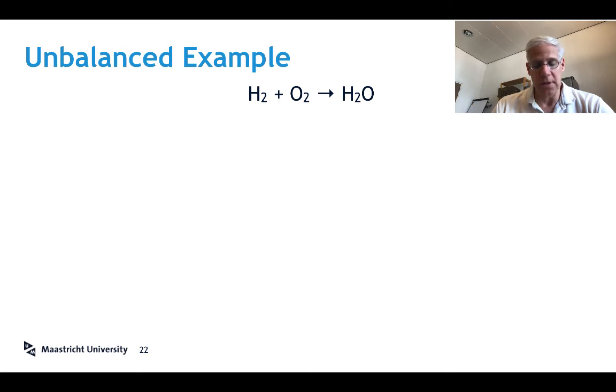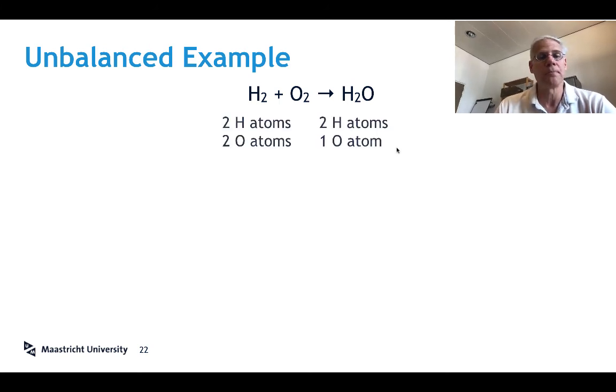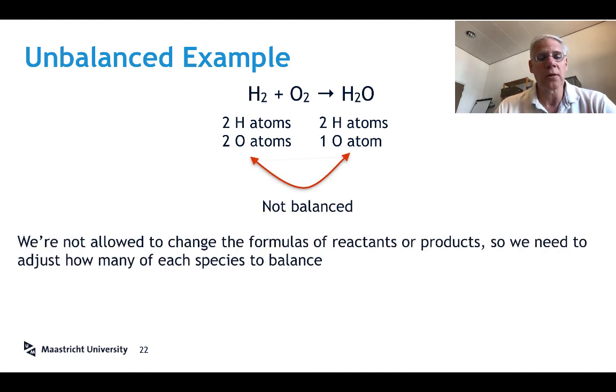Let's take a look at an unbalanced example to see how we might balance a problem. So here we have 2 hydrogen atoms in the reactants and 2 oxygen atoms in the reactants. In the products, I have 2 hydrogen atoms, and I've only got 1 oxygen atom, so that's not balanced. Okay, so we have to do something about that. We're not allowed to change the formulas of the reactants or the products, so we need to adjust how many of each species is present in order to balance.